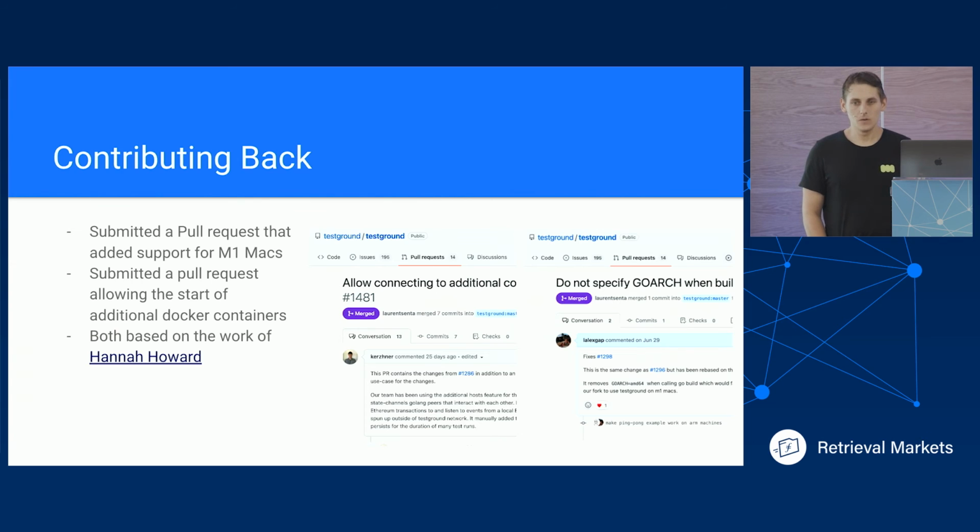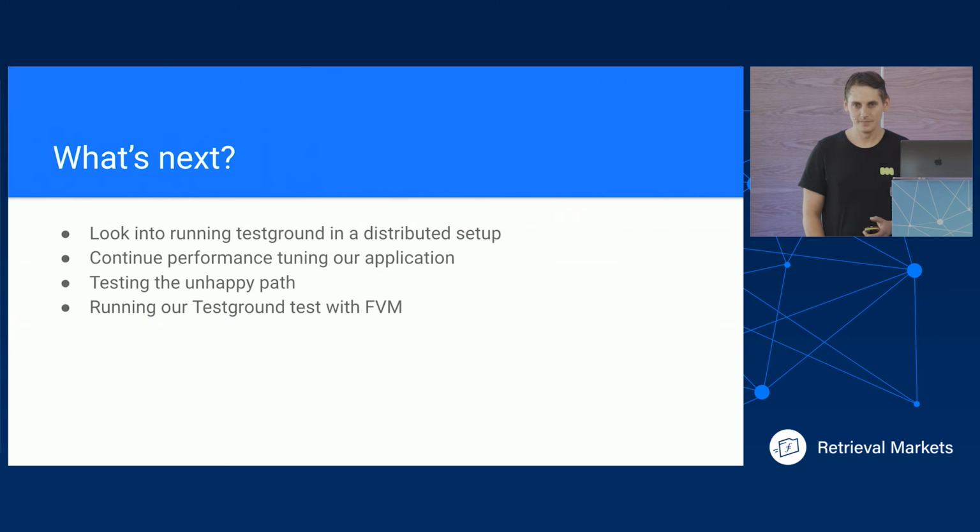Contributing back. So we've submitted 2 pull requests back to the Testground repo. One was support for M1 Max, which is great because that's what I use. And another allows you to start up an additional Docker container when you run the test. This has been really useful for us because we can start up our little blockchain instance and use that. And I can't take credit for any of this, though, because both these PRs were actually written by Hannah Howard. We were just able to push them over the finish line.